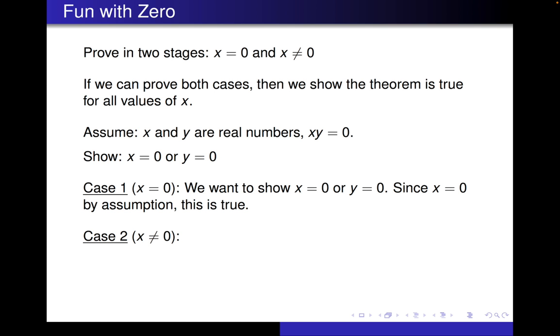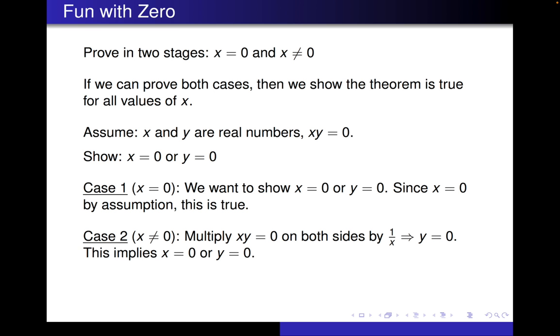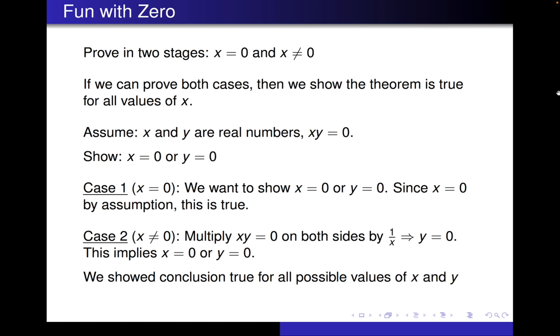Case 2 is a little bit more complicated. We take the case x not equal to 0. This is where we're going to multiply xy equals 0 on both sides by 1 over x. When we do that, I've already shown you the work, we're going to end up with y equals 0. We wanted to show that x equals 0 or y equals 0. We showed that y equals 0. We're done. So we show that the conclusion is true for all possible values of x and y. So the proof is complete.